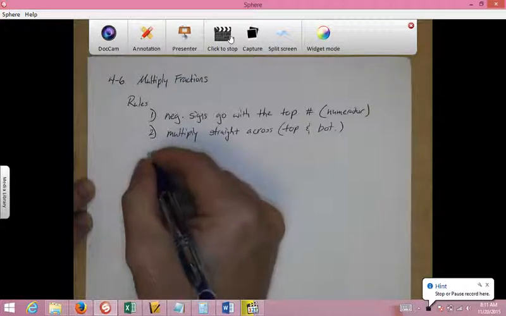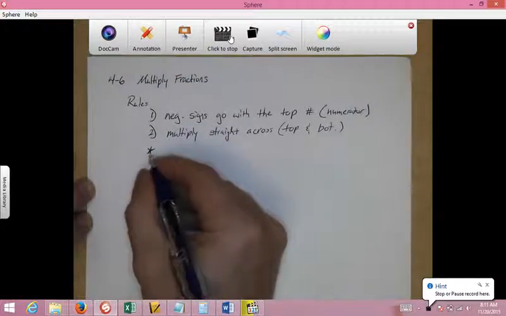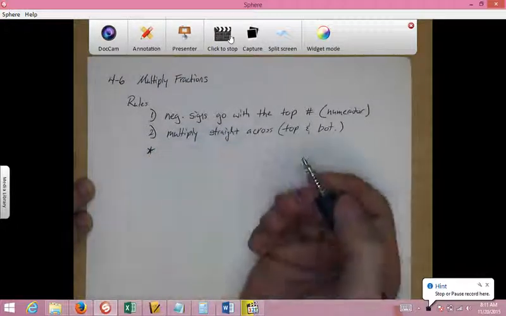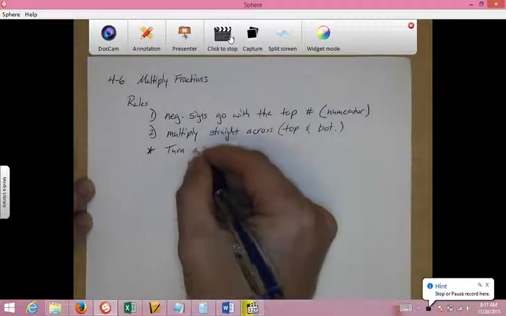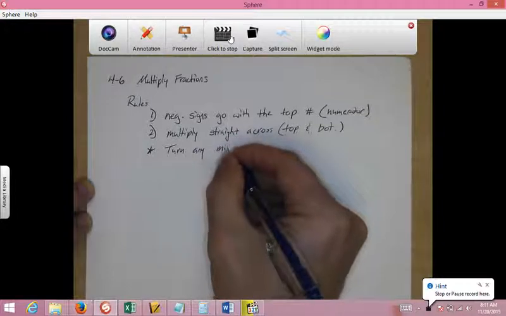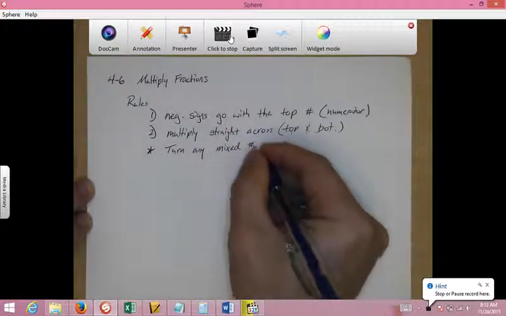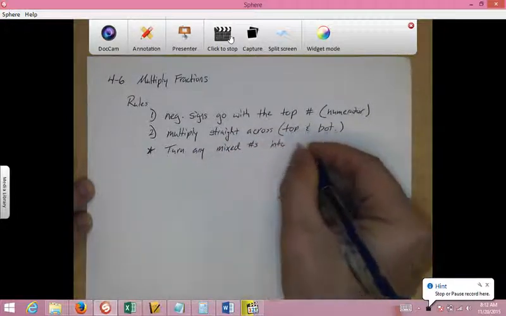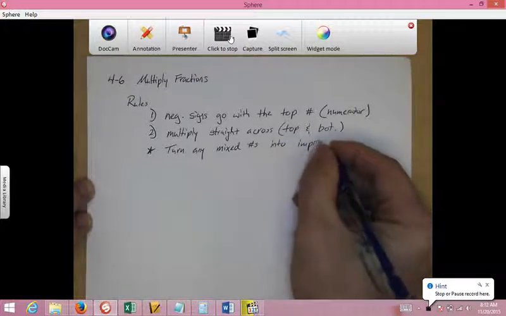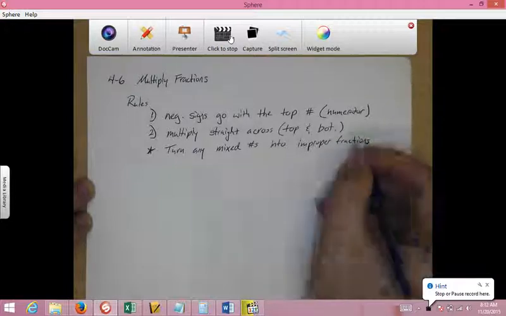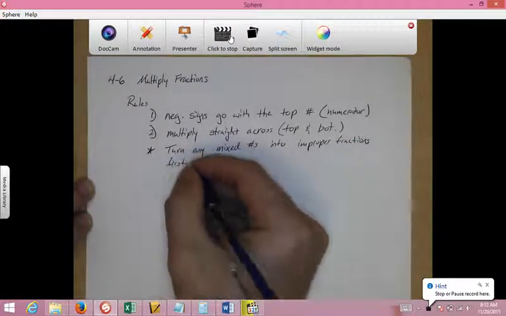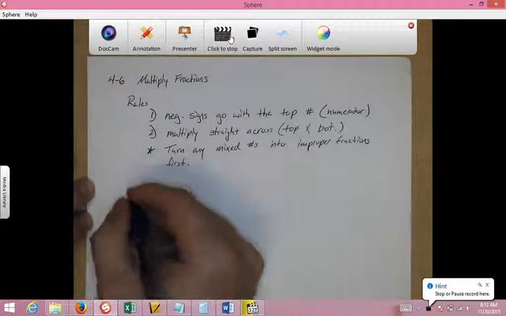And then 3, and I'm putting a little star there instead of the number 3, because sometimes you need to do this, sometimes you don't. Turn any mixed numbers into improper fractions first. And that's it for the rules. So let's see some examples.